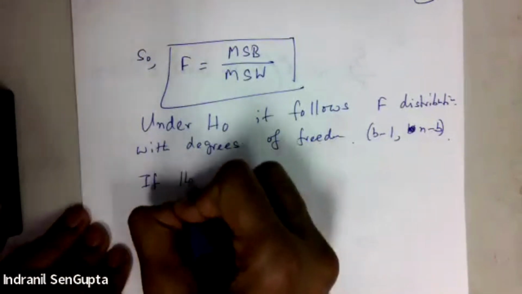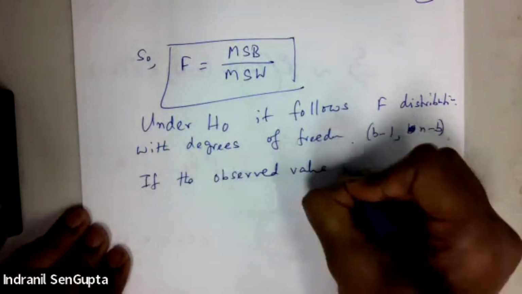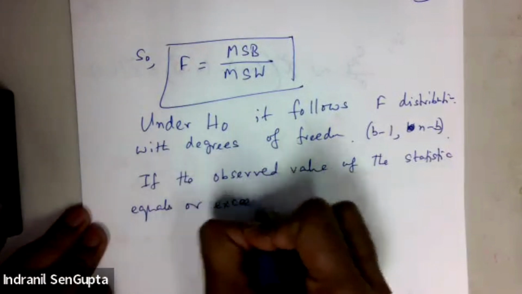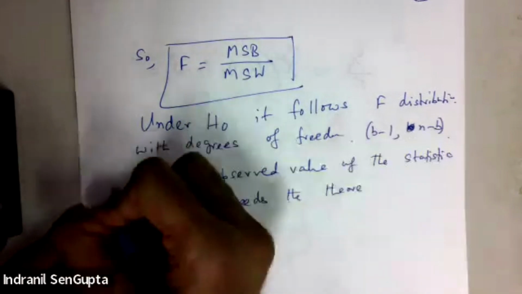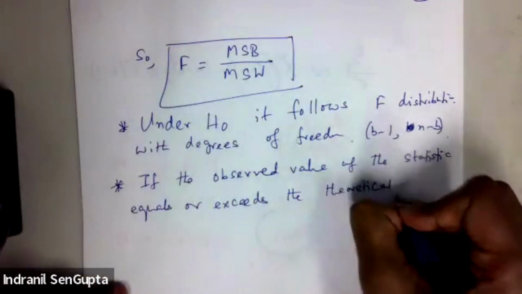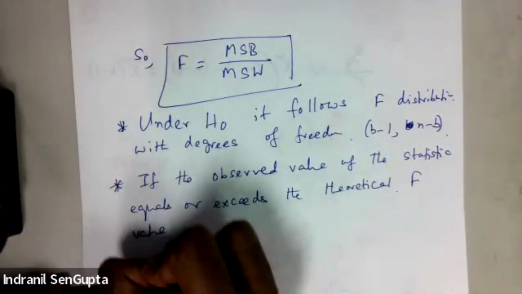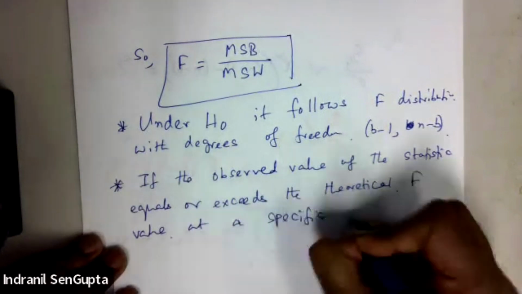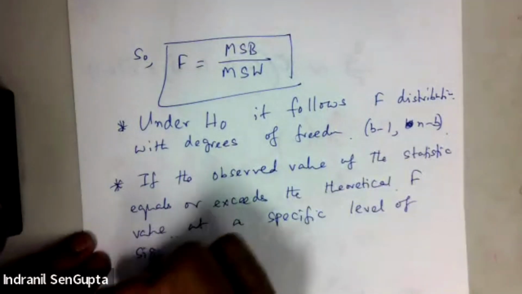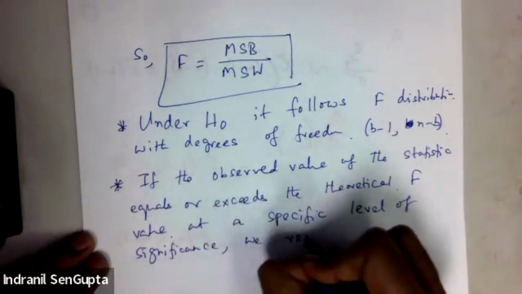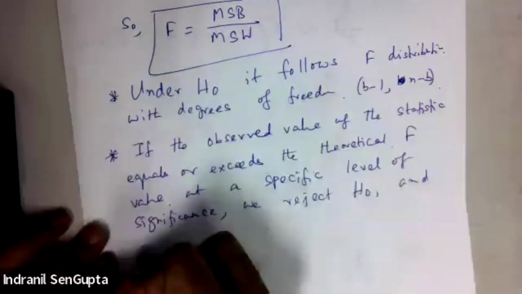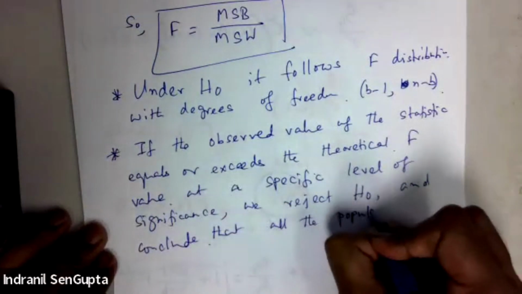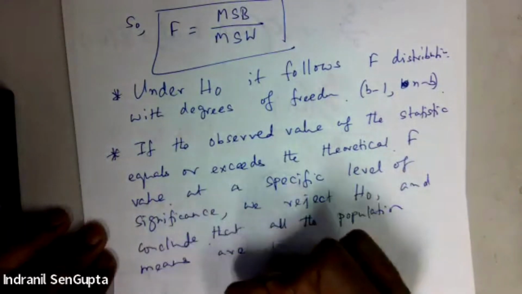So if the observed value of the statistic equals or exceeds the theoretical F value at a specific level of significance, we reject H0 and conclude that all the population means are not equal.